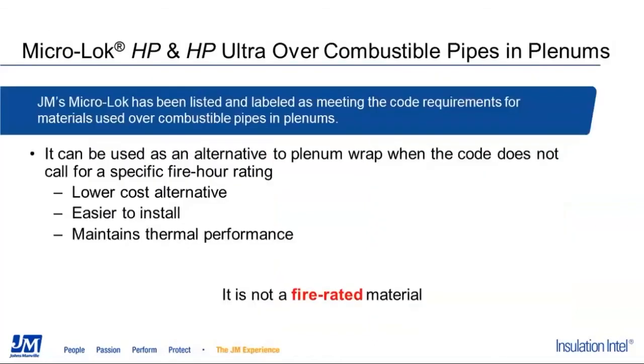For this slide, we just want to quickly touch on the use of our fiberglass pipe insulation over combustible pipes and plenums. So Microlock HP and Microlock HP Ultra meet the code requirements for use over combustible pipes and plenums. So these products can be a lower cost as well as an easier to install option versus plenum wrap. But we do want to note that our fiberglass pipe insulation is not a fire-rated material.